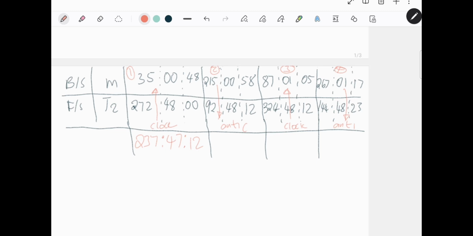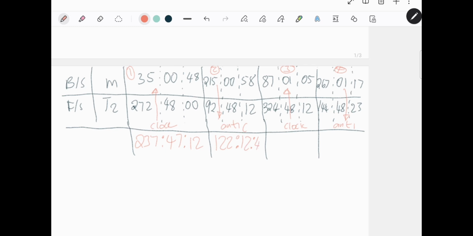Then for this one, the arrow points from the top down. So it's 215 minus 92: 215, 00, 58 minus 92, 48, 12. So you are getting 122, 12, 46.